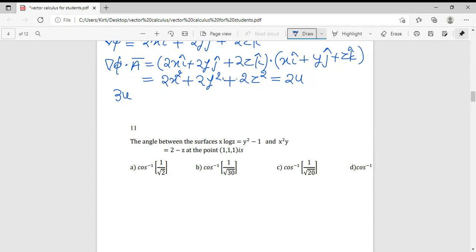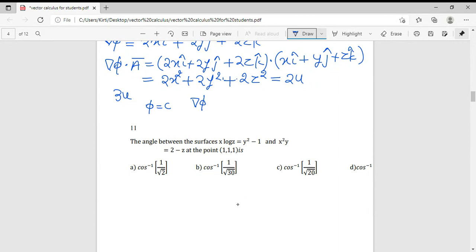So here we shall find out how to find the angle. The first question requires the angle between two surfaces. First of all, you should know the formula to find the angle between the surfaces. The angle between two surfaces is nothing but the angle between the normals. We know that if phi equals c is the surface, then the normal to this surface is given by del phi.